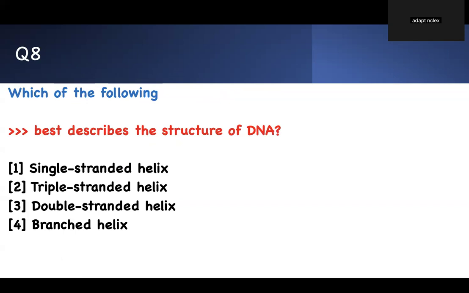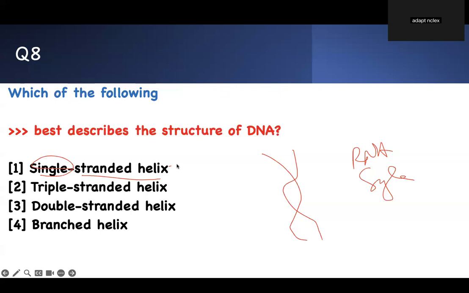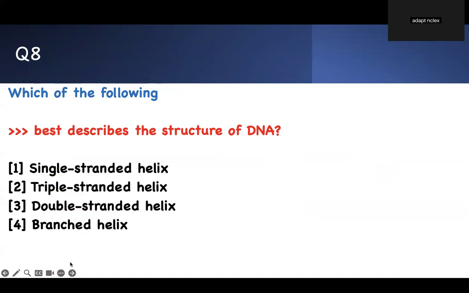Which of the following best describes the structure of the DNA? DNA comes in something we call a double helix. Most DNA is double helix. RNA is single-stranded. So a single-stranded helix is usually an RNA. The DNA will be double-stranded. There's nothing like triple-stranded, and DNA is not branched, it's double-stranded. So this is that one. Number 3 is your right answer. It's straightforward. You don't have to memorize anything, but know the content and you'll be able to break it down.